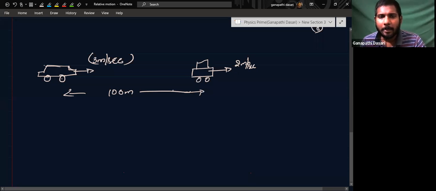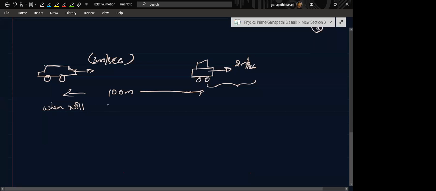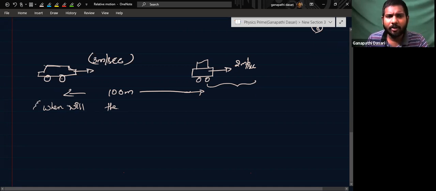Now, this question is actually simple, you can solve it by using basic physics. How will you solve this question? One way of solving is, let us consider when will the cars meet, okay? That is the question. So before that, first let me try to find out how to find the relative velocity.